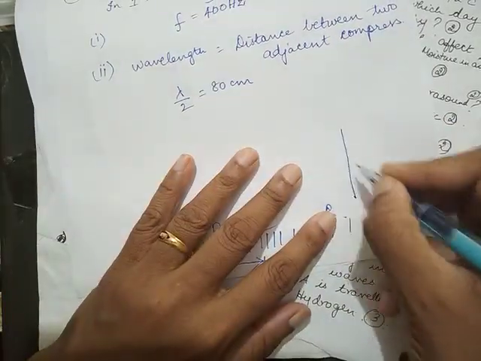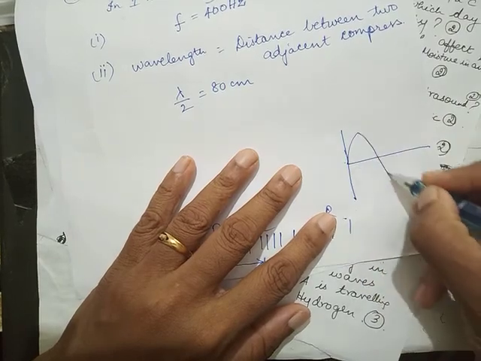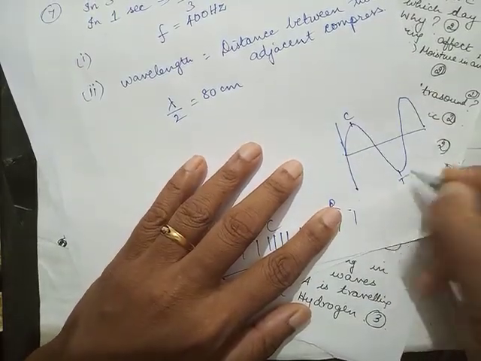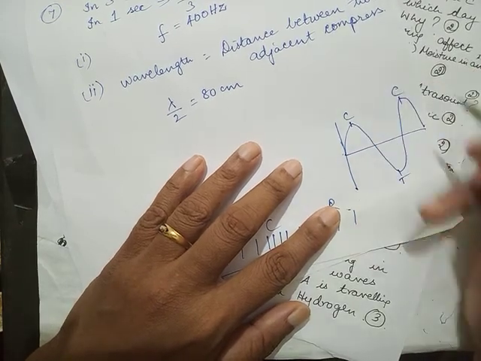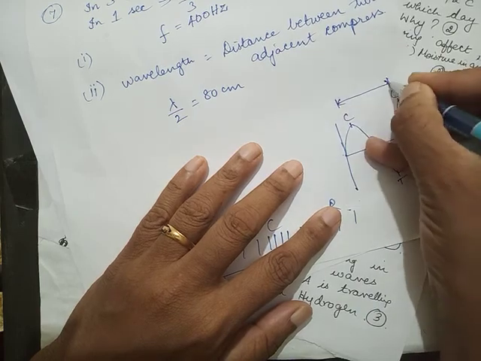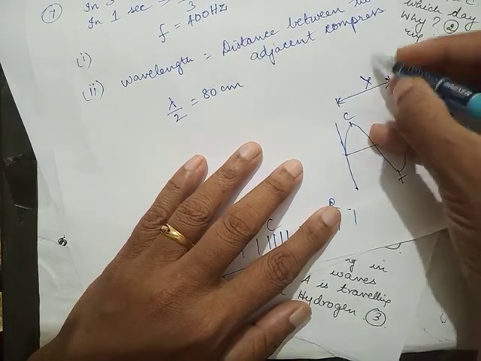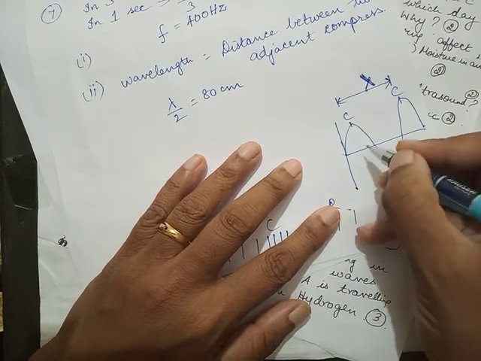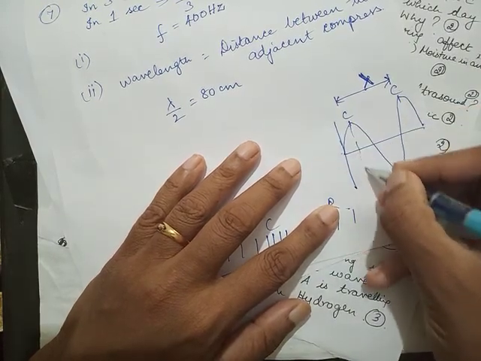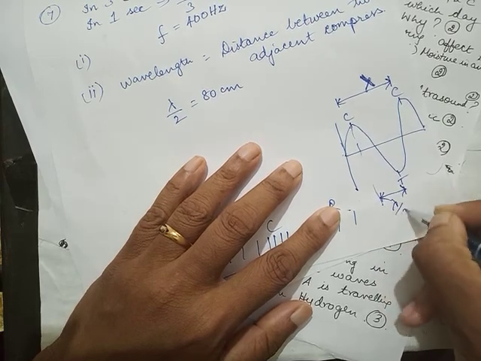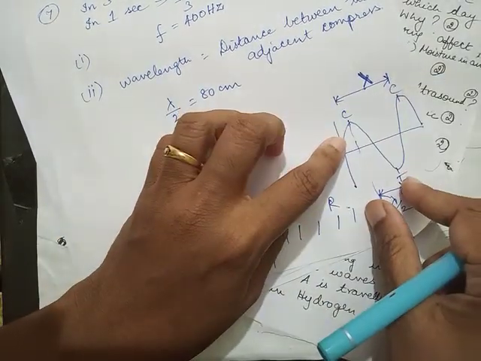Now in a transverse wave, it is easy to understand, right? These are crests and these are troughs. The distance between two successive crests, we call it wavelength lambda. Same way, two successive troughs also. Now, if I give you the distance between a crest and a trough, that will be lambda by 2. That is just half the wavelength.